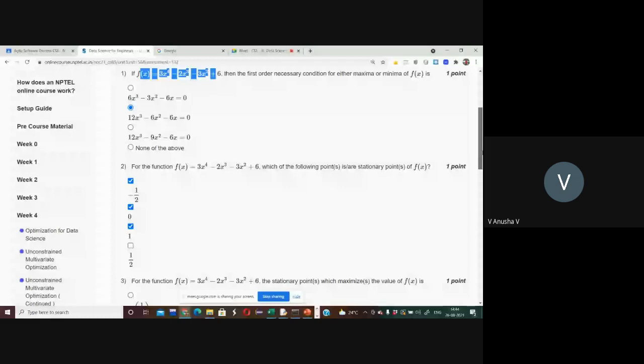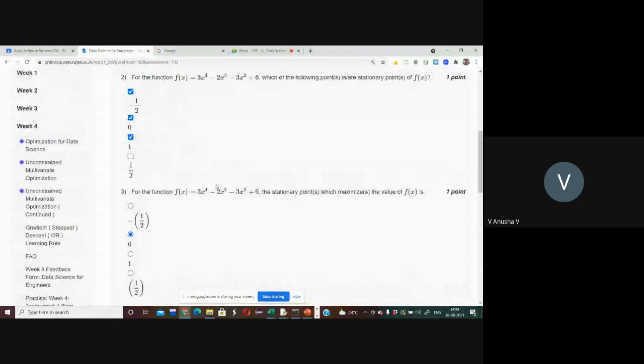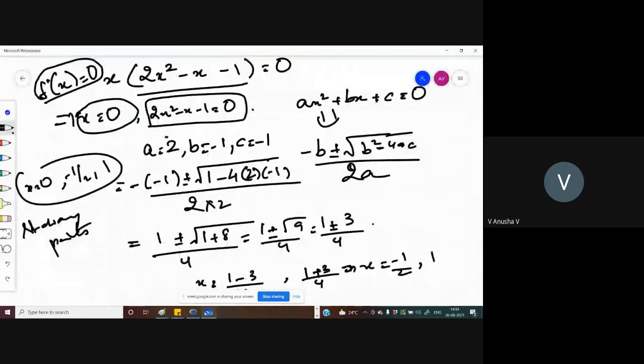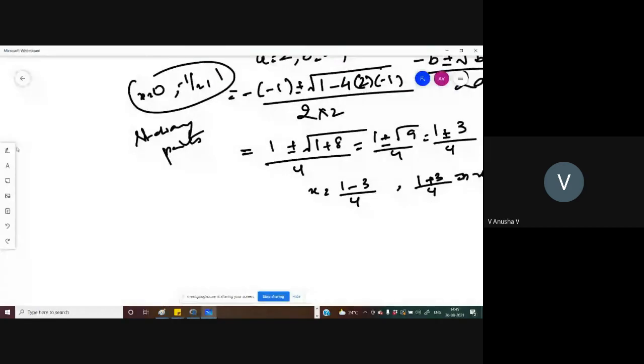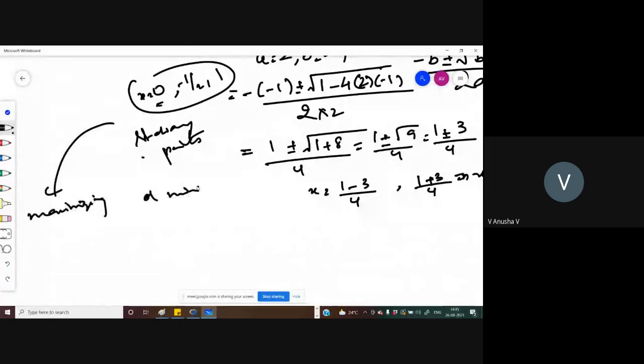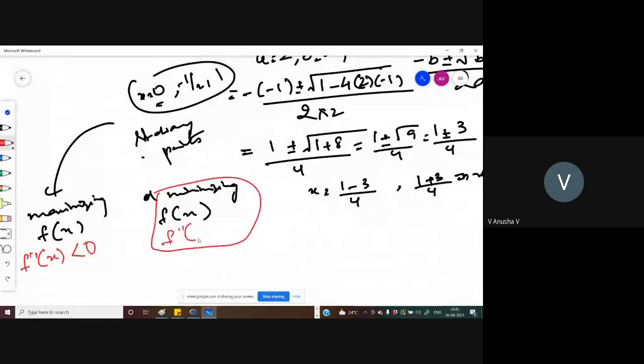So now they're saying for this function, the stationary points which maximize the value of f of x. So from the set of stationary points, if you have to find which of these stationary points is maximizing or minimizing f of x, the necessary condition for maximizing is f double dash of x less than 0, and for minimizing the condition will be f double dash of x greater than 0.